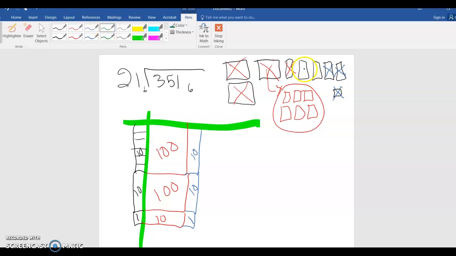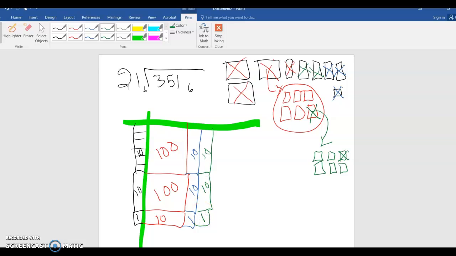Now I can put in the next 2 10s, no problem, but I don't have a unit. So I'm going to need to change one of these into 6 units. And I can get rid of that. So I'm going to take one of these and put it down here. I have 10, 10, and 1.